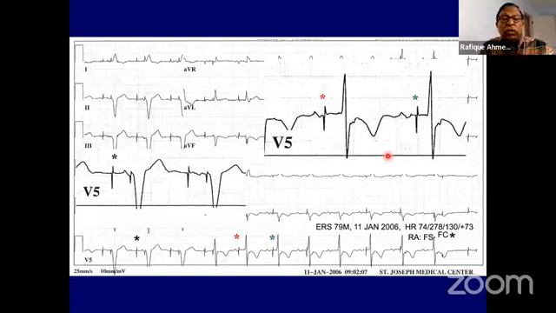Now, two issues. One, why is it failing to capture the atrium? Maybe the output is not set right. Maybe the threshold is not good. Same with the P wave sensing, maybe the sensing amplitude of the P wave is 1 millivolt, and I put the sensing at 1, so it's not sensing it. So we can reprogram it. Or maybe it's totally malfunctioning, the lead. And so you have to do a detailed programming of this device.